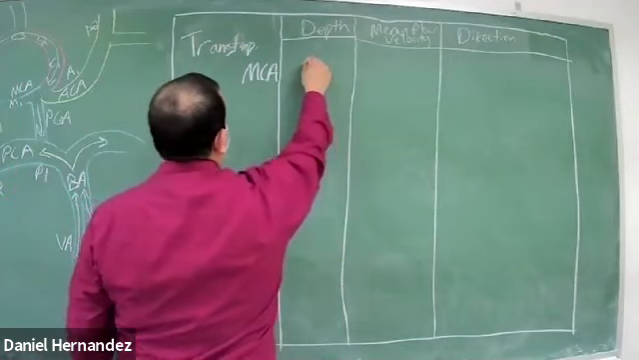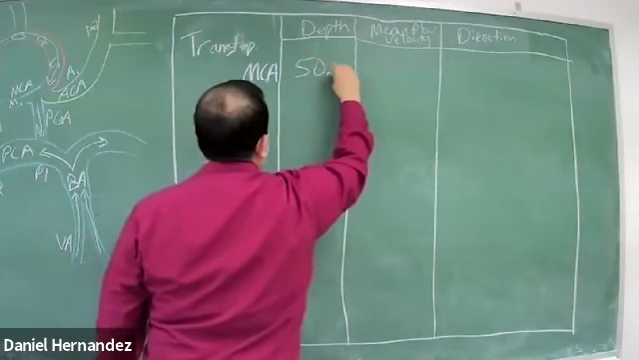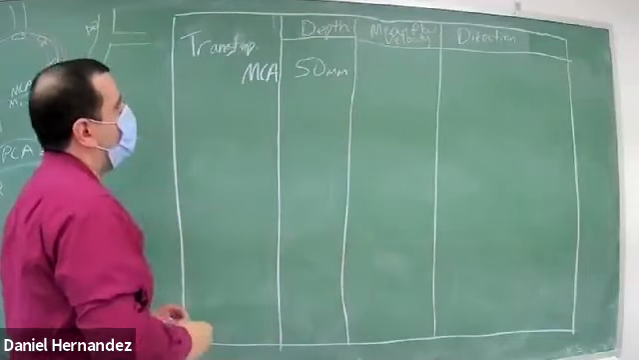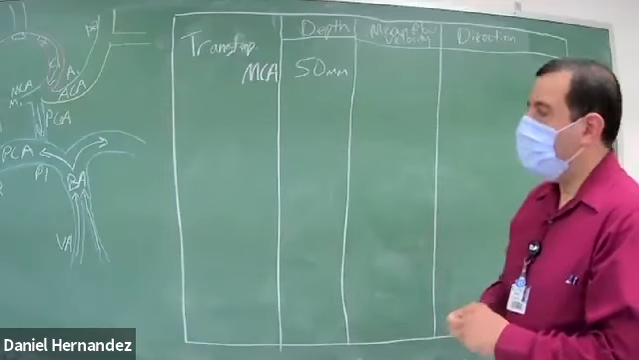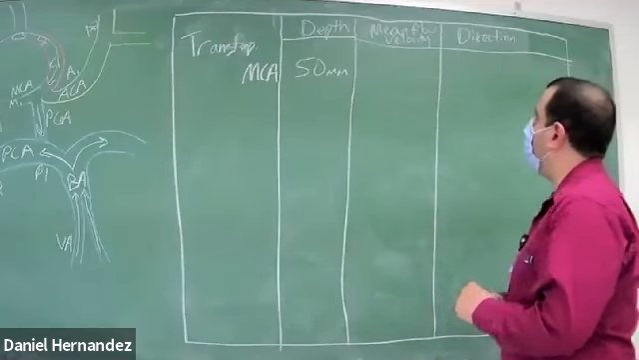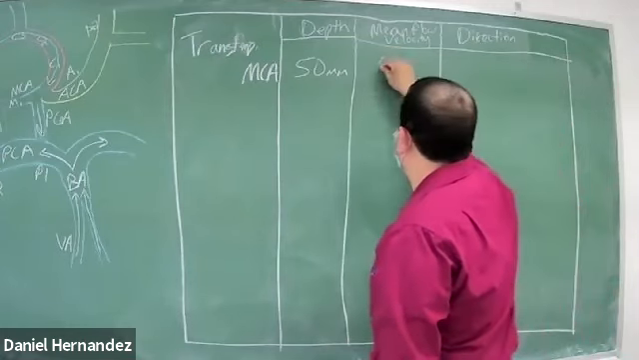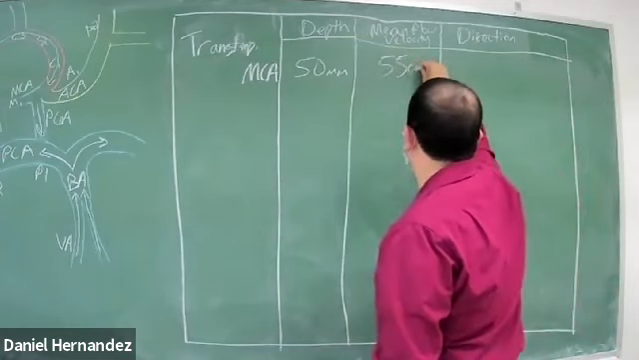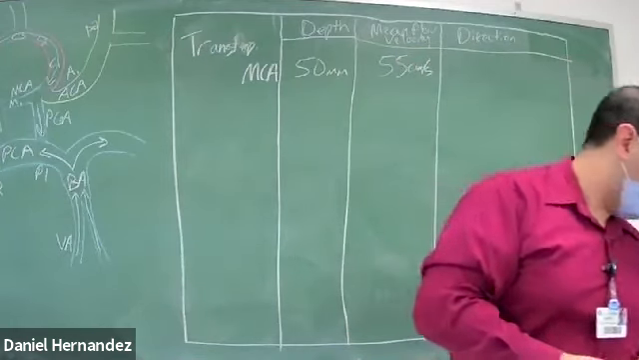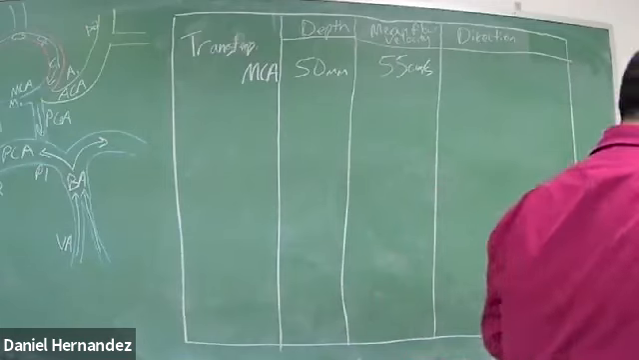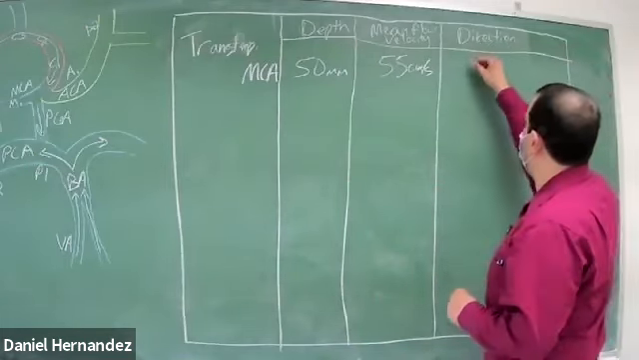So we'll put for depth for middle cerebral artery, it's going to be 50 millimeters. Our normal flow velocity, or our mean flow velocity, is going to be 55 centimeters per second. And our flow direction is going to be towards.